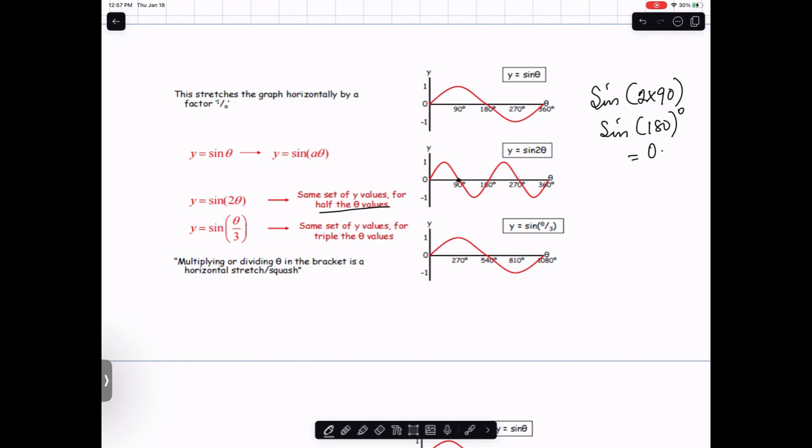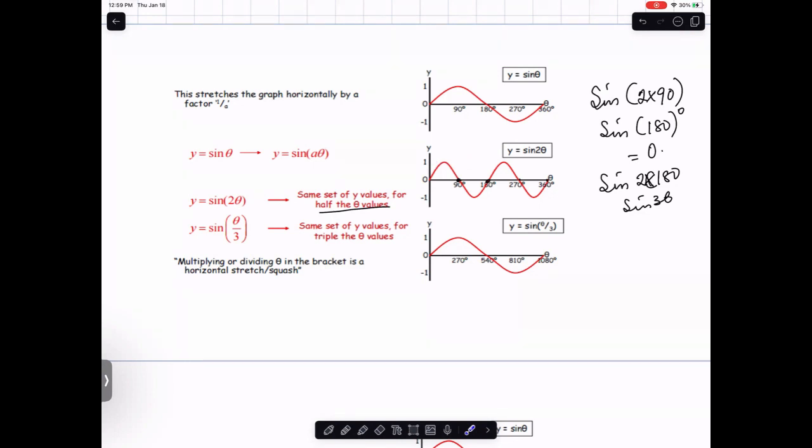Then if you have sine 2 multiplied by 180, this gives sine 360, which is also 0. So you have this point here, we have 0, and we have 0. But if you take a look at this, your y values for the value of theta still remain the same. So nothing affects your y value.